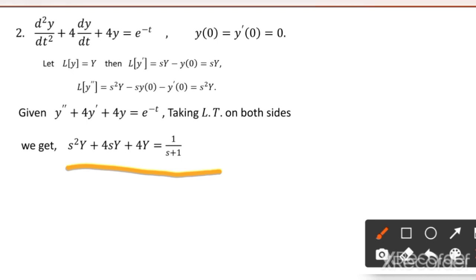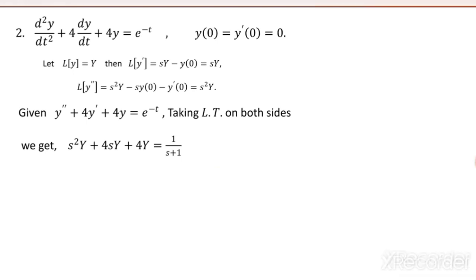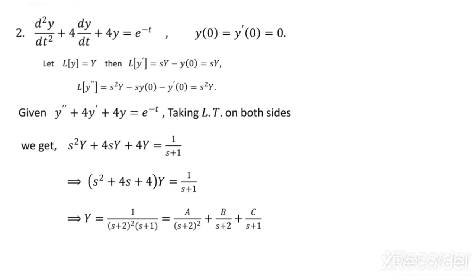So the left side is already an expression of capital Y. So what are the coefficients? s square plus 4s plus 4. So the coefficient of capital Y is s square plus 4s plus 4. So I have s square plus 4s plus 4 times Y equal to 1 by s plus 1. Thereby the expression for Y I can get as 1 by s plus 1 into s square plus 4s plus 4, which is nothing but s plus 2 the whole square.